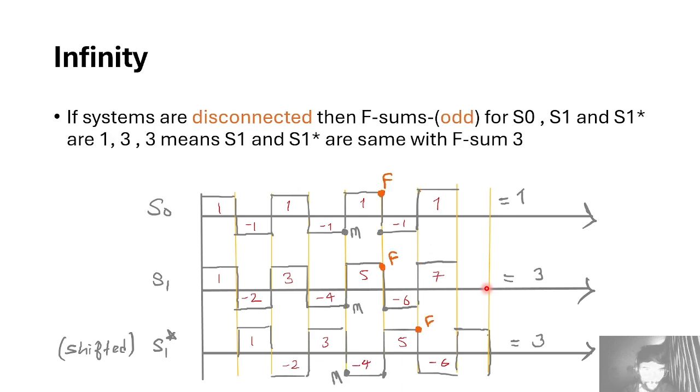And for the disconnected system, now we'll take the f sum odd. So now here the f marker is at odd position. Again we do the f sum. It turns out to be 1 for S0, and 3 for both S1 and S1 star, right?